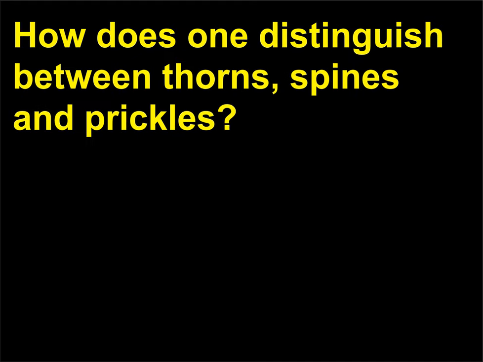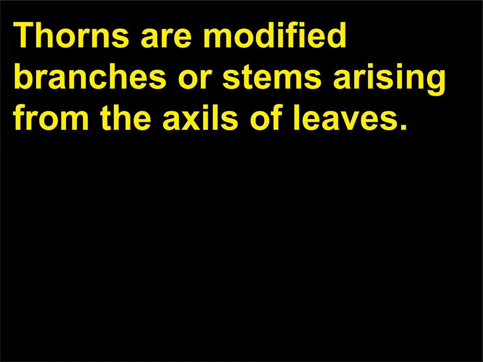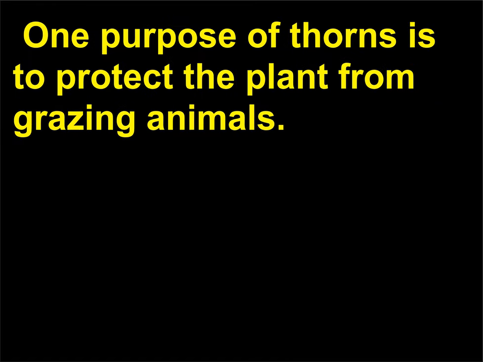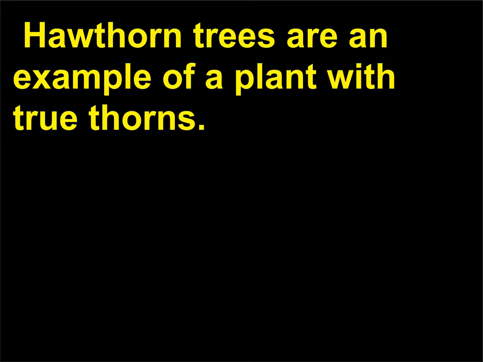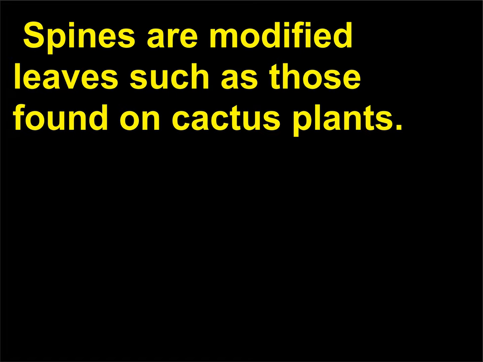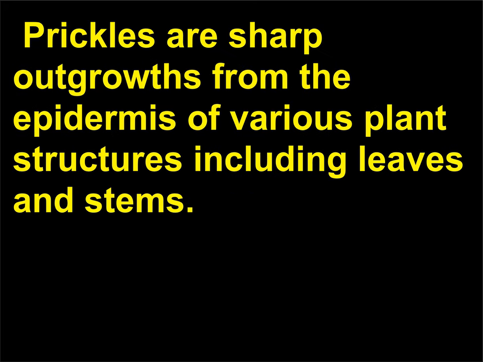How does one distinguish between thorns, spines, and prickles? Thorns are modified branches or stems arising from the axils of leaves. One purpose of thorns is to protect the plant from grazing animals. Hawthorn trees are an example of a plant with true thorns. Spines are modified leaves such as those found on cactus plants. Prickles are sharp outgrowths from the epidermis of various plant structures, including leaves and stems.